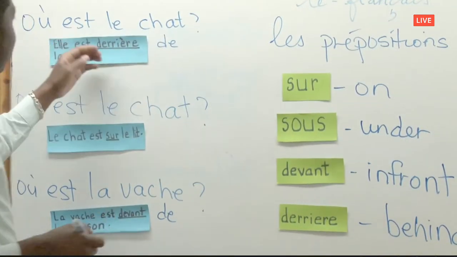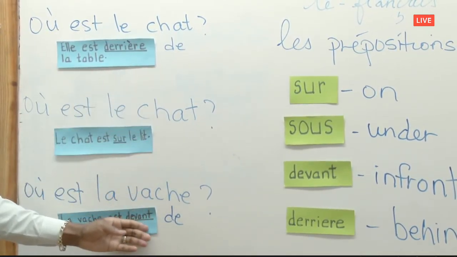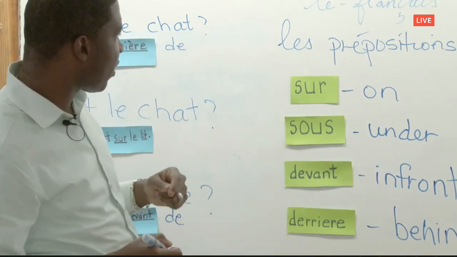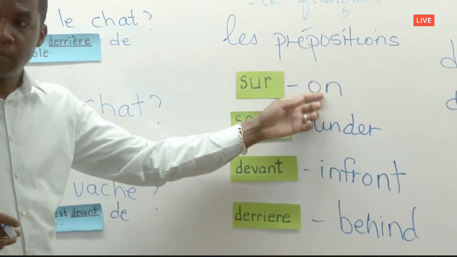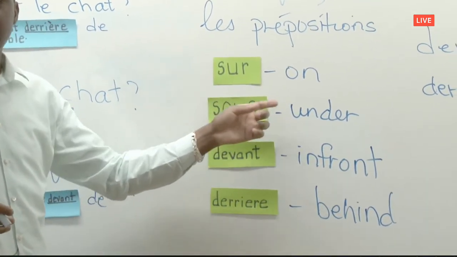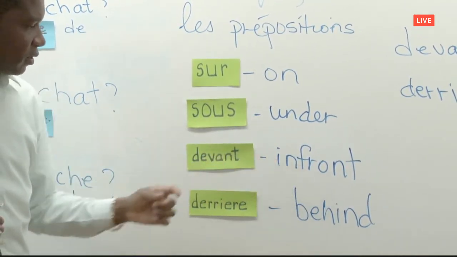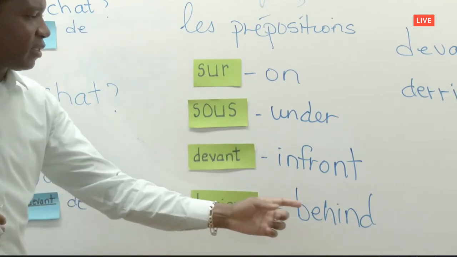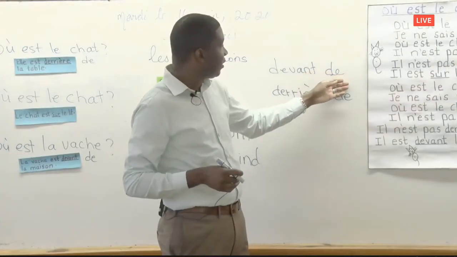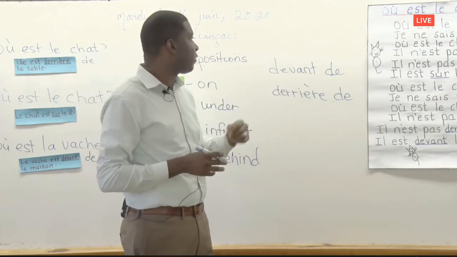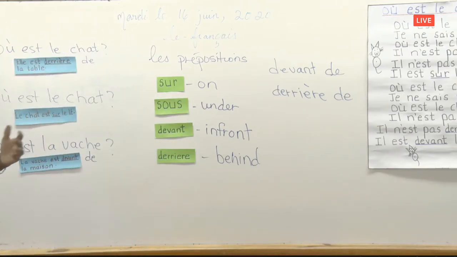All right? So we have derrière, we have sur, we have devant. Okay? And we also have sous. Sur, we said, means on. Sous, we said, means under. Devant, we said, means in front. And derrière, we said, means behind. Okay? Remember, we also said that we can use de at the end of devant. So we say devant de, and we can also say derrière de.